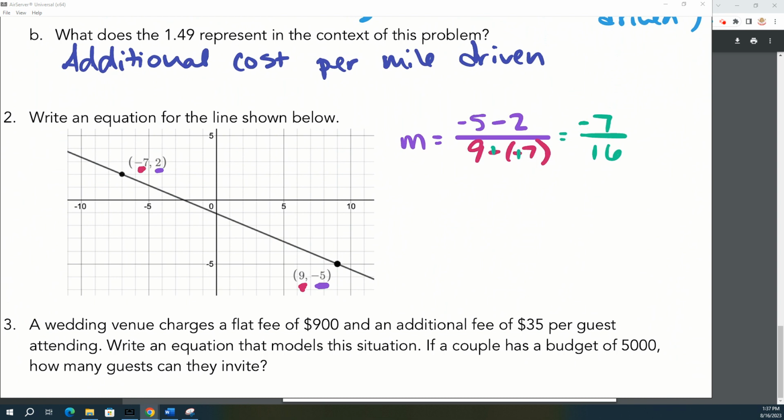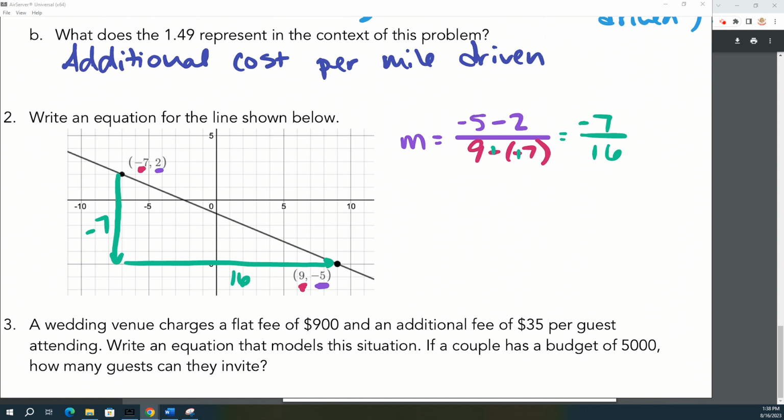Or you could just count. So to get from this top point to the bottom point, you're going to go down 7 and you're going to go right 16. So that's your slope. Down 7, right 16. So it's completely up to you how you want to do that.